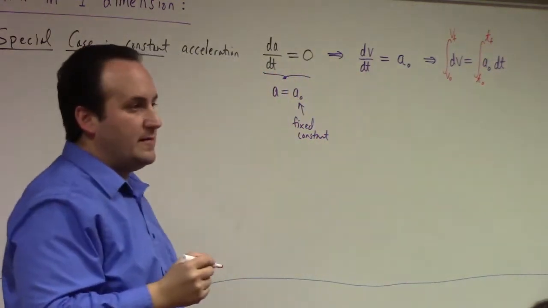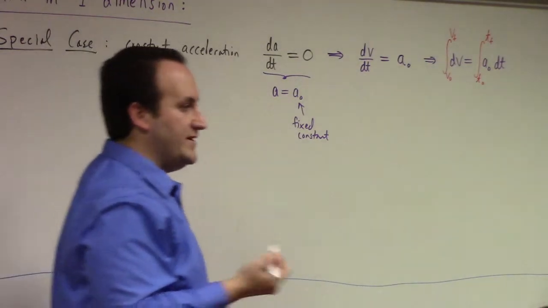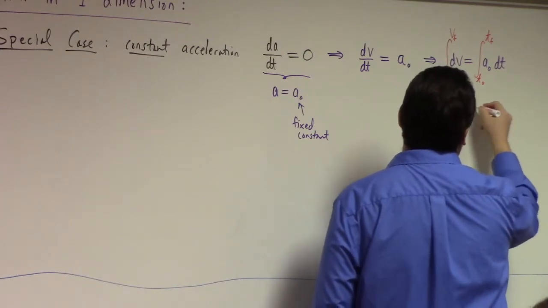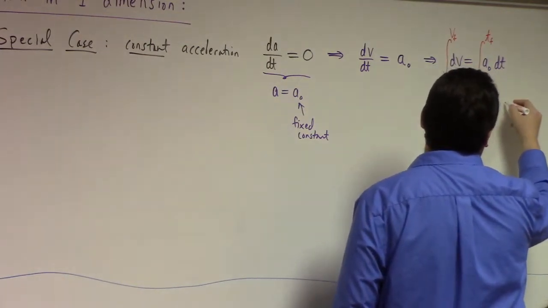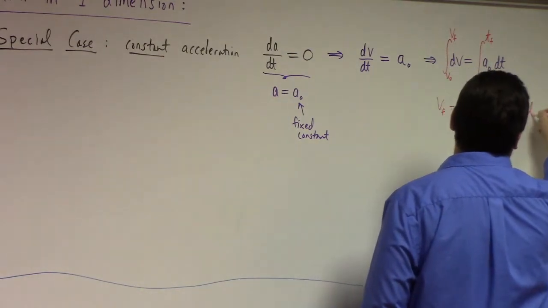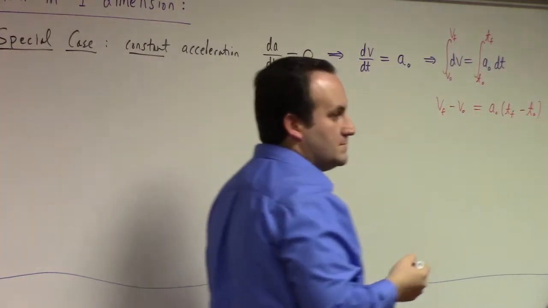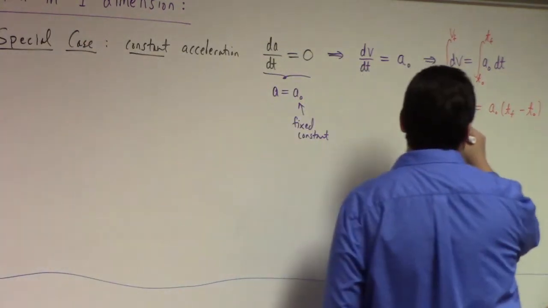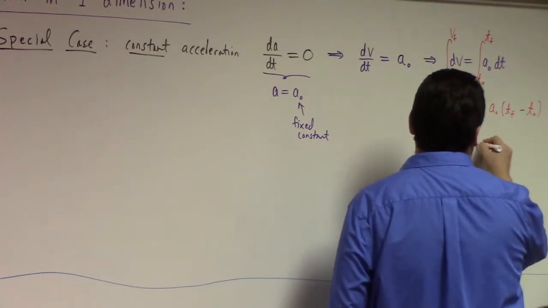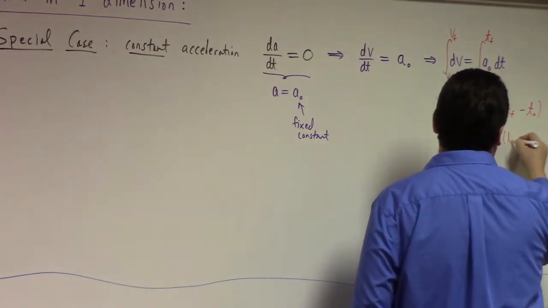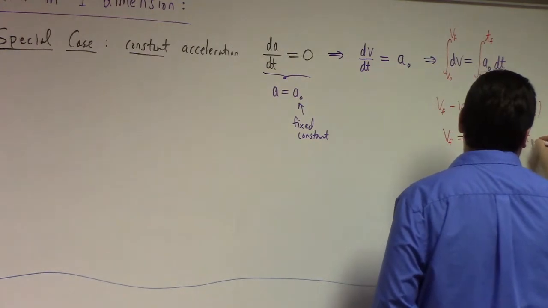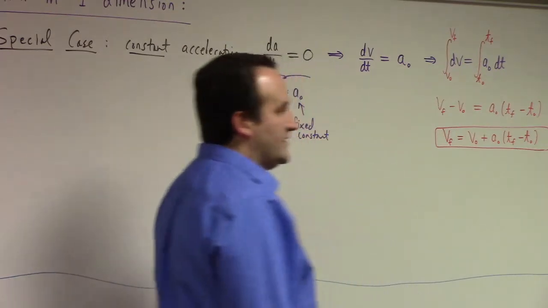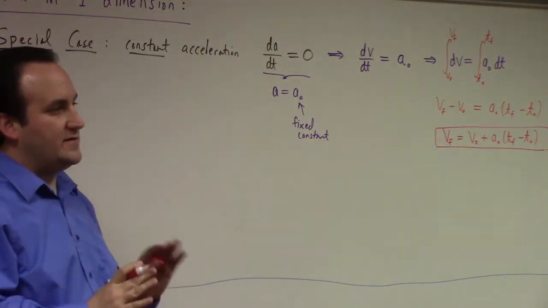So what's the integral of dv? V, right? So this gives me vf minus v naught, right? And on the other side, I have a sub naught times tf minus t naught, right? So there we go. Here's a formula for you. vf is equal to v naught plus a sub naught times tf minus t naught. That's the relation between final velocity, initial velocity, and acceleration in the case that the acceleration is constant.